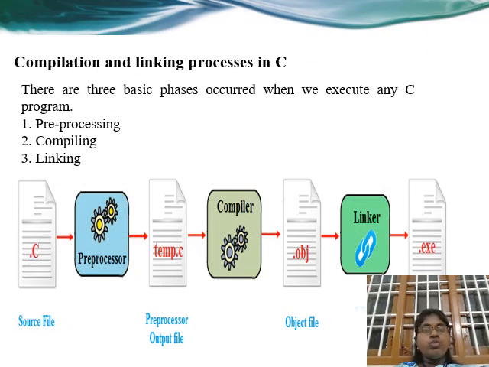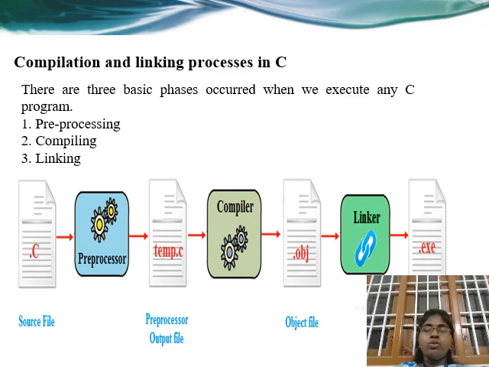This is the clear view of the compilation and linking process in C. There are three basic phases that occur when we execute any C program. The first process is pre-processing, second compiling, then linking. If you write a source file, we save it as .c. Then the .c program goes to the pre-processing section. The preprocessor makes the temp.c as the output file.